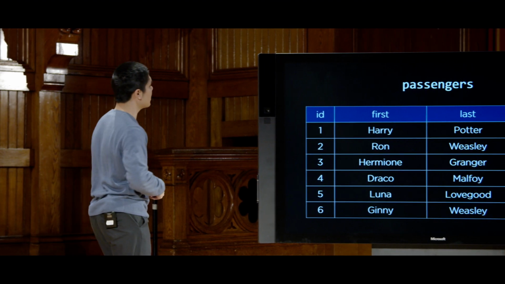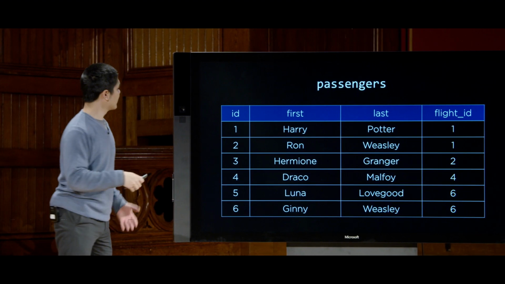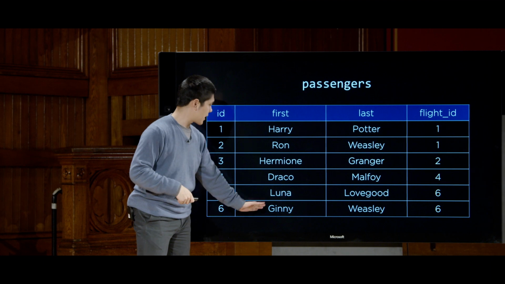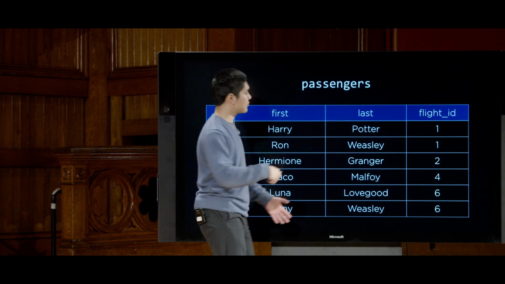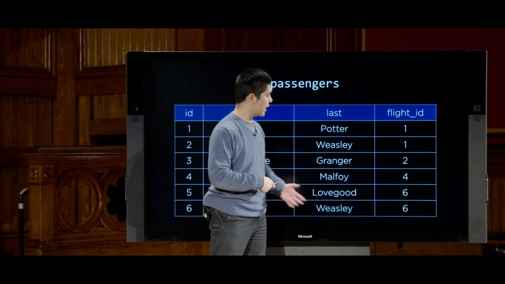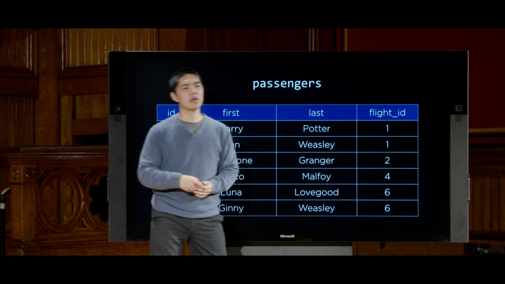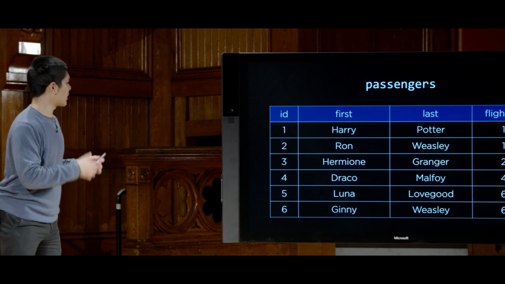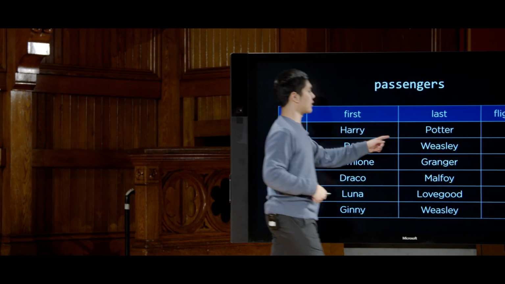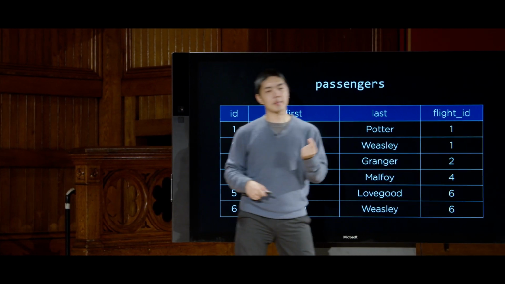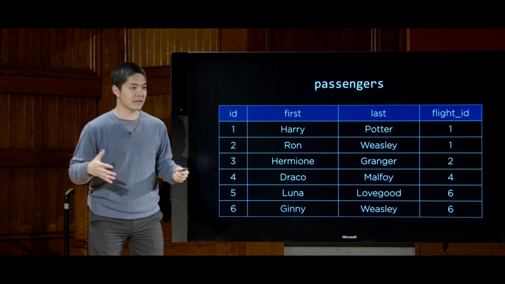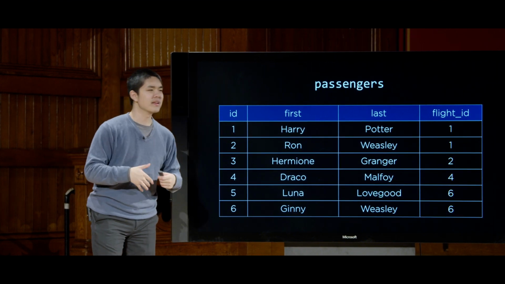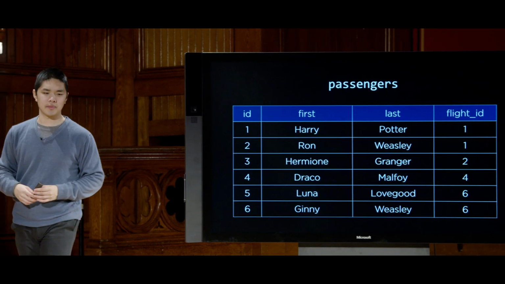And so you could imagine constructing a passengers table that has an ID column to uniquely identify every passenger, a first name column that stores every passenger's first name, a last name column for storing their last name, and a flight ID column for storing what flight that passenger happens to be on. So in this case, I could say that, all right, Harry Potter is on flight number 1. I could look that up in the flights table to find out, all right, inside the flights table, here is where the flight is leaving from, where it's going to, and what its duration happens to be.